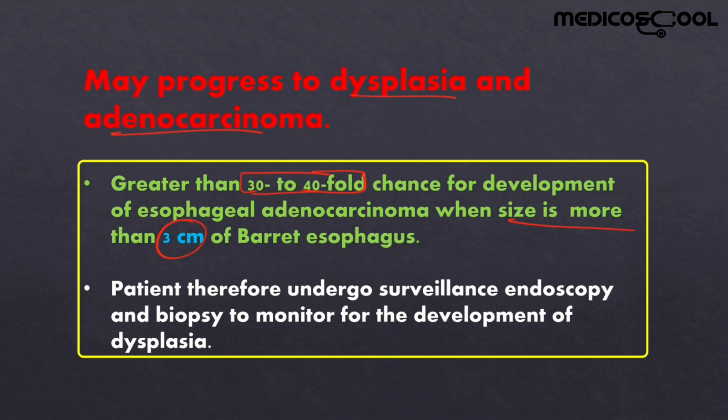So the patient who is diagnosed with Barrett esophagus usually undergoes surveillance endoscopy and biopsy to monitor for the development of dysplasia or adenocarcinoma.